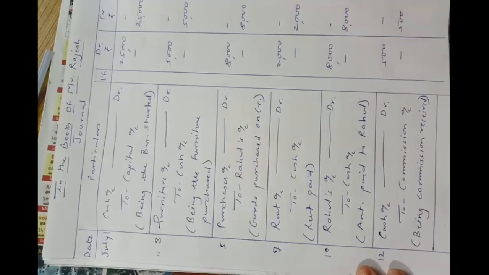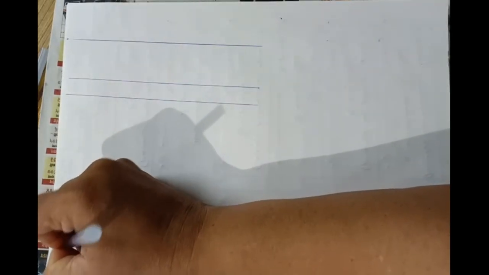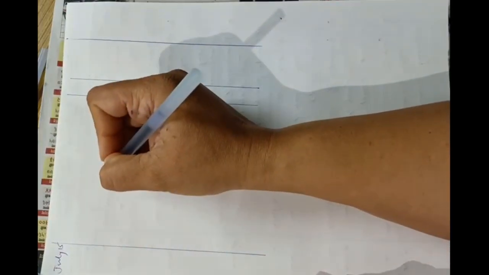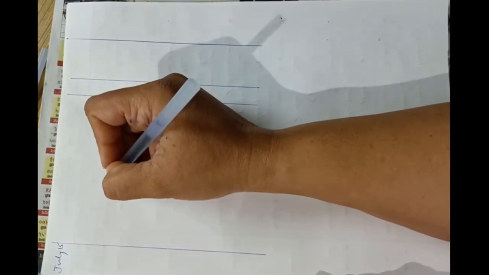Now the next entry, we will pass the entry here. Next entry, that is July 15th. Sold goods to Gauri rupees 10,000.